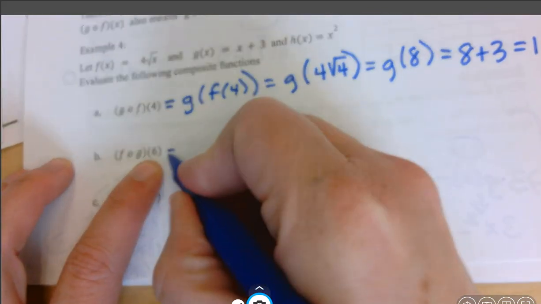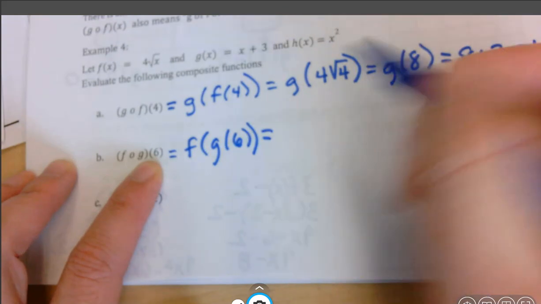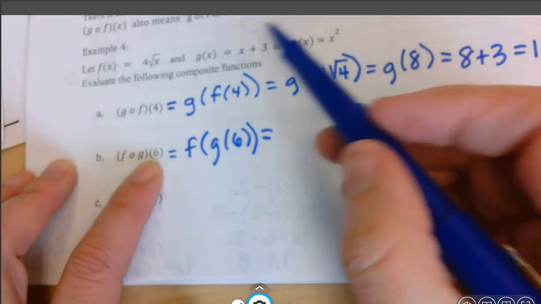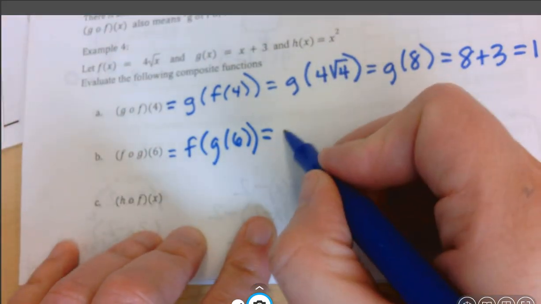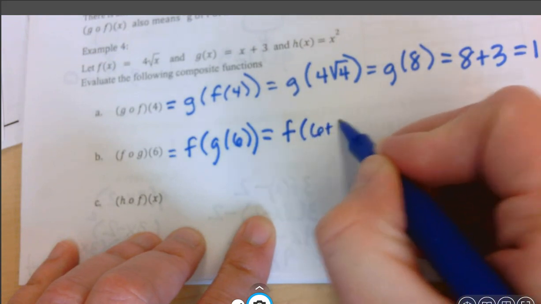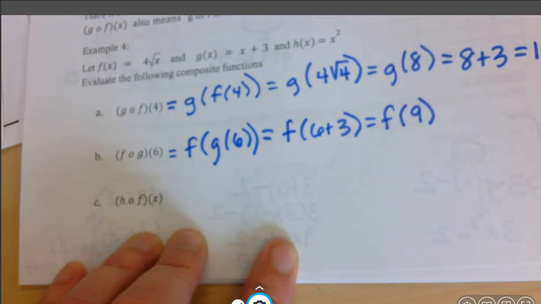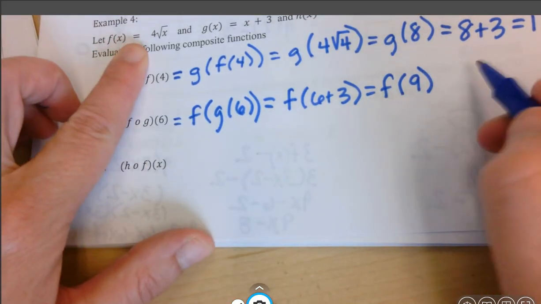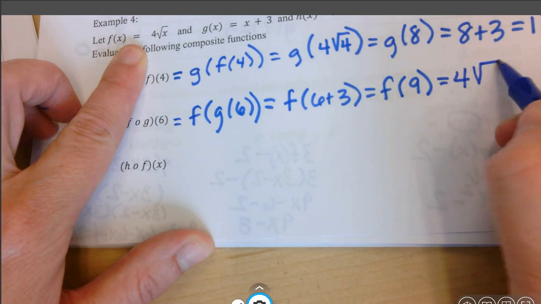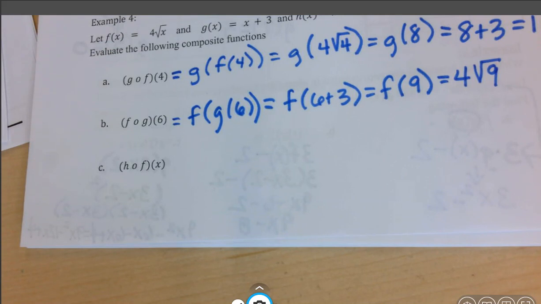So I'm going to rewrite it just because it helps me kind of get my mind wrapped around it. You don't have to rewrite it. So I'm going to put 6 into g first. So when I put 6 into g, I have 6 plus 3, which is 9, right? So f of 6 plus 3, which is f of 9. Now I'm going to put 9 into function f. So that's going to be 4 root 9. What's the square root of 9? 3. Square root of 9 is 3. 3 times 4 is 12. Good.